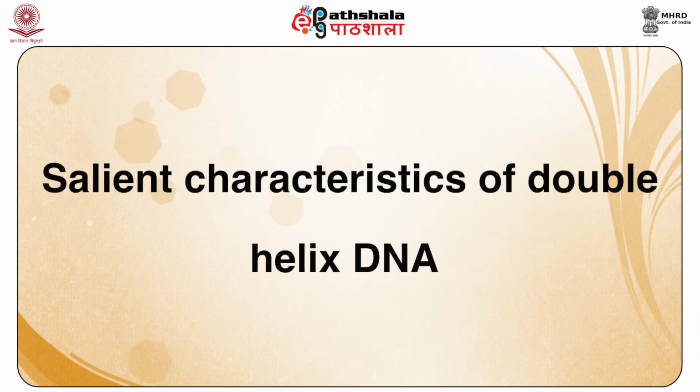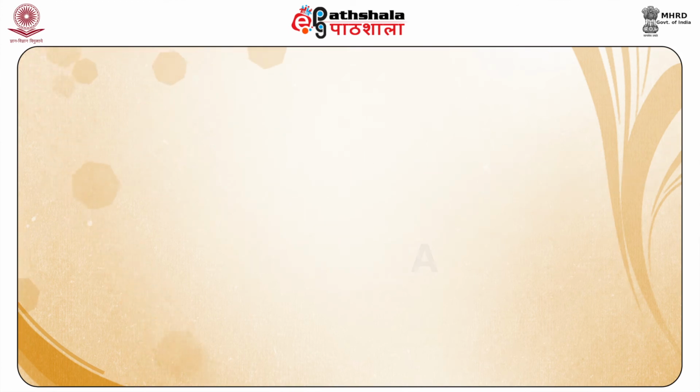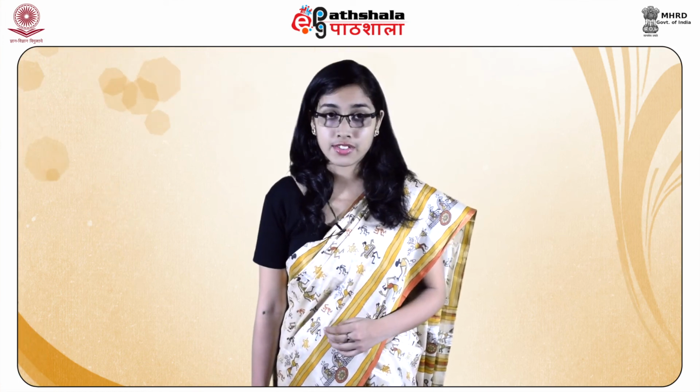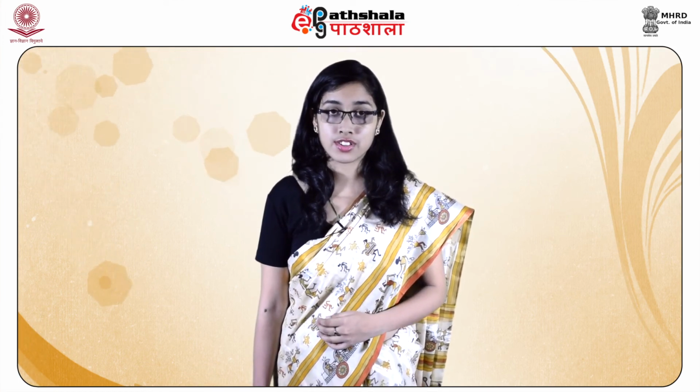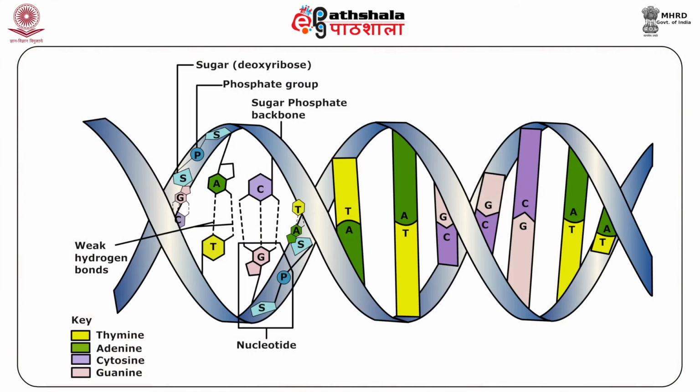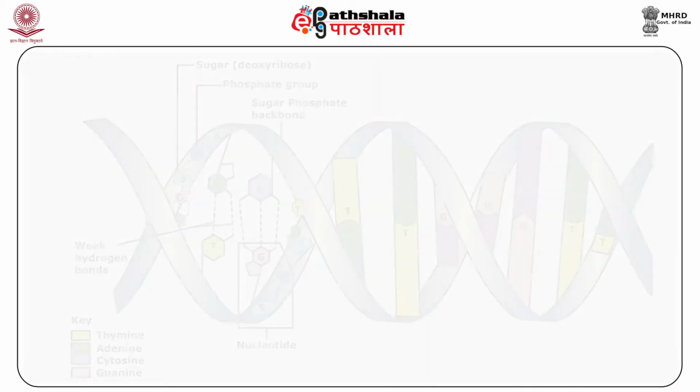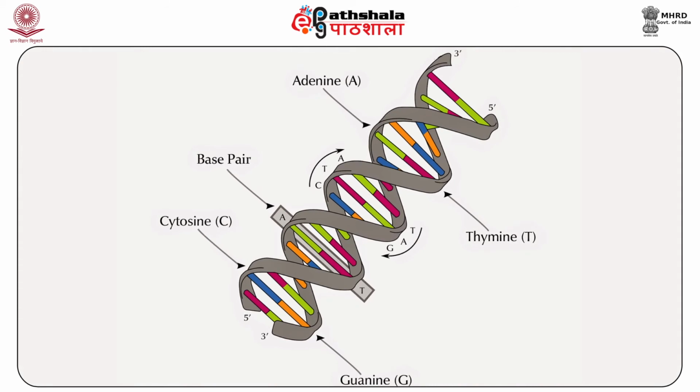Now, moving on to the salient characteristics of double helix DNA. The salient characteristics of DNA structure are as follows. DNA is made up of two polynucleotide chains where its backbone is constituted by the sugar and phosphate. DNA structure comprises two chains which run anti-parallel to each other. These chains are called strands.